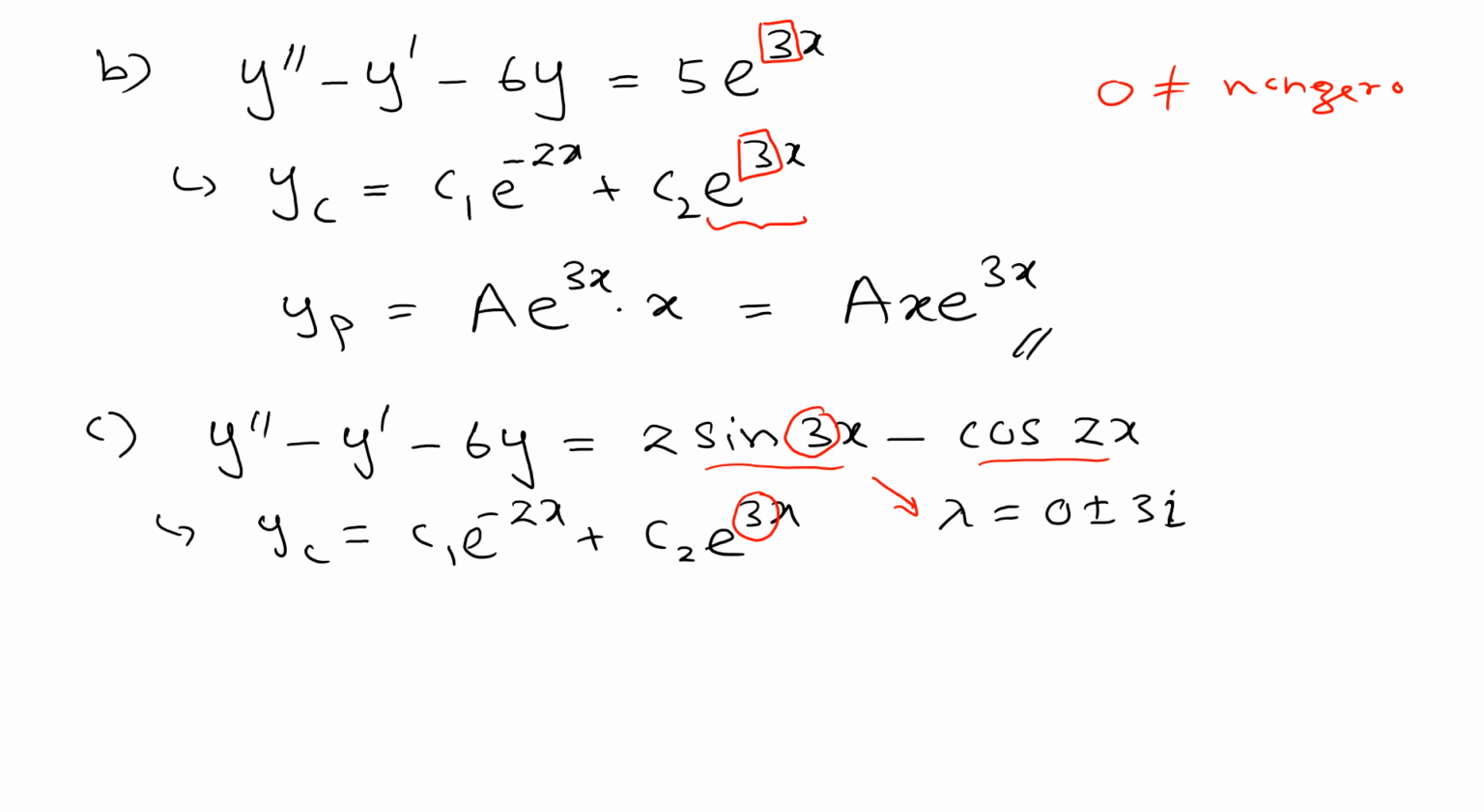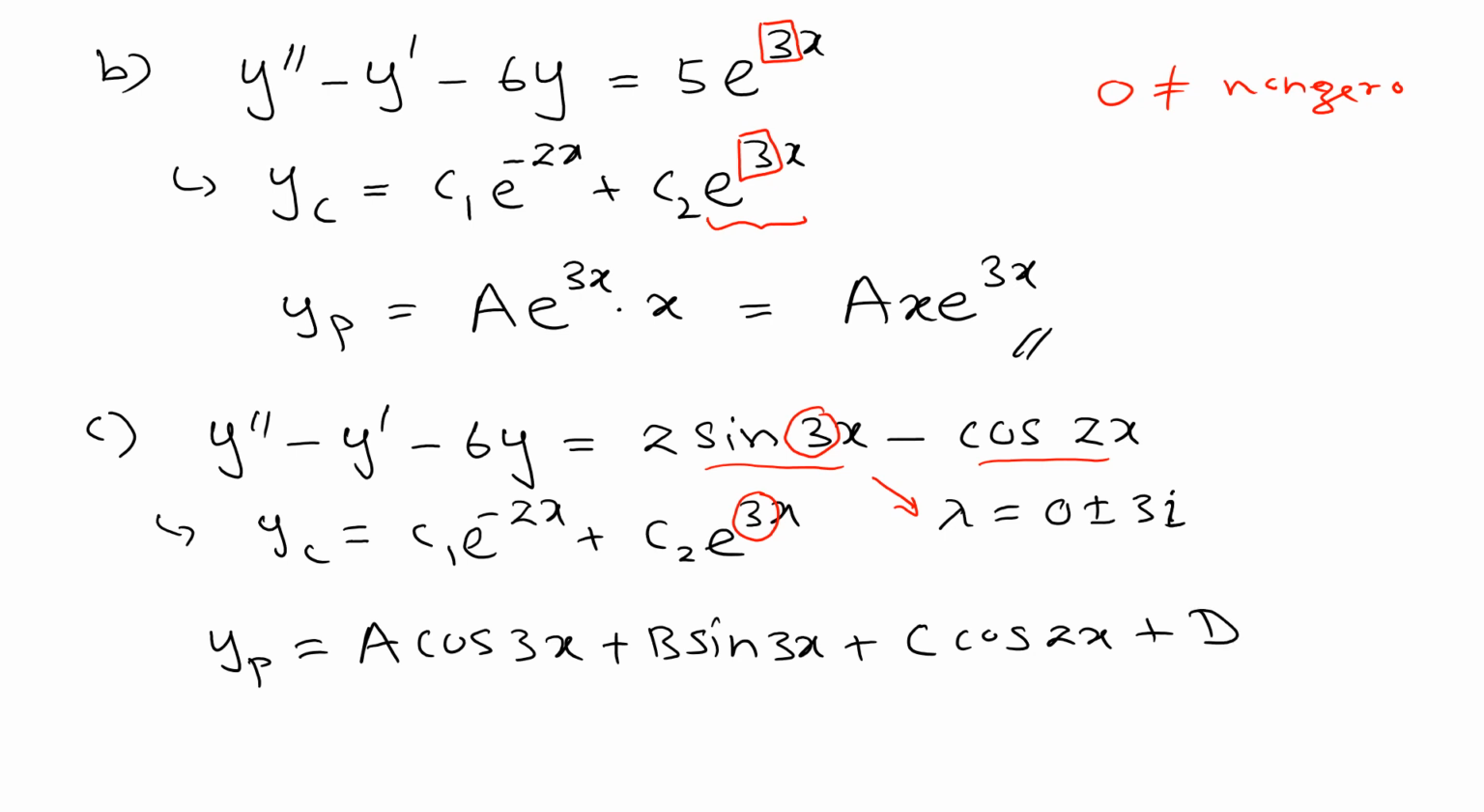So in this case yp is just obtained using the normal criteria, which is, because of the sine 3x term, you get a cosine 3x plus b sine 3x because of the first term. From the second term you can get another 2, so this is c cosine 2x plus d sine 2x. So that is the correct form. There are 4 terms here. From the first one you get 2, from the second one you get 2.